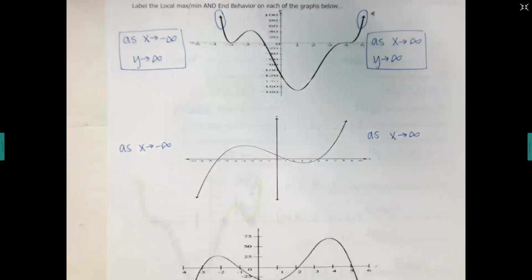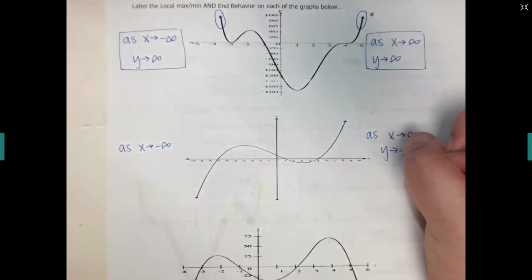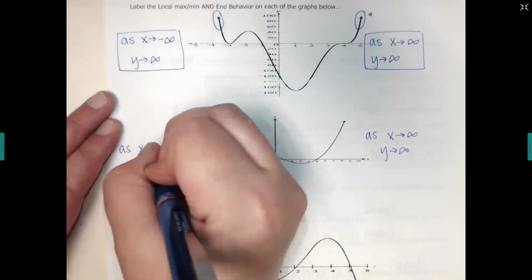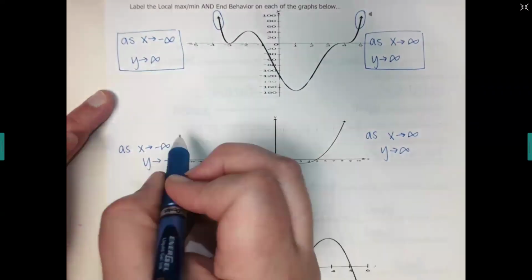So let's do +infinity first. On the right end of my graph, which way is it pointed? Then you're going to put y arrow infinity. And what that means is that as my x's get bigger, my y's get bigger as well. Okay, on the left end, what are my y's doing? Down. So then you do y to -infinity. Okay.